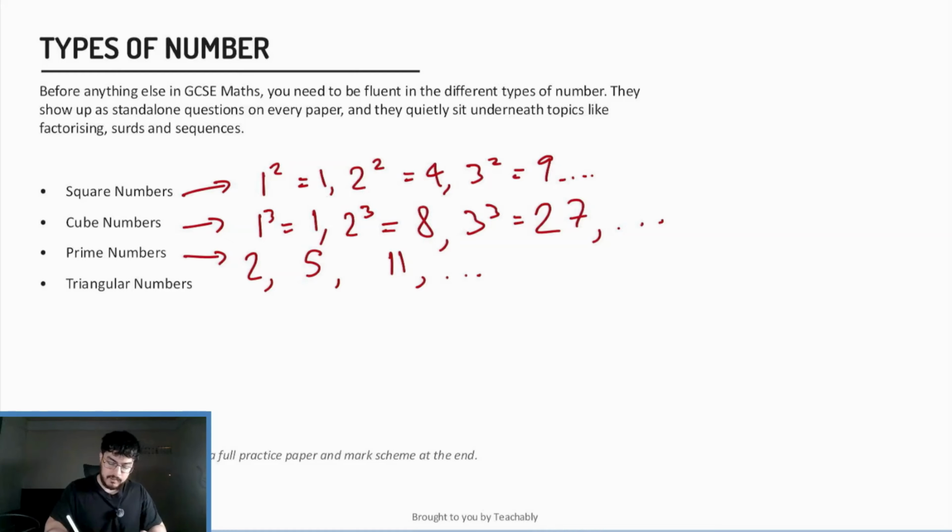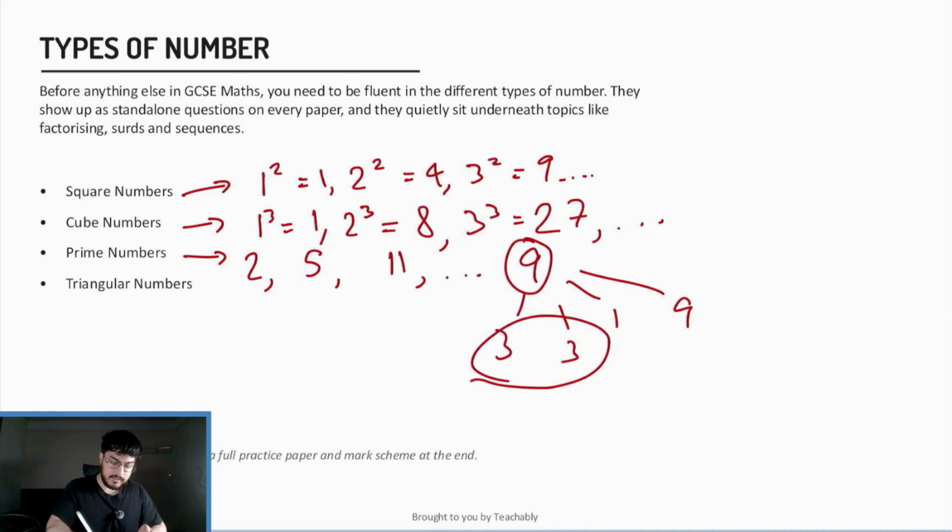Now, one more thing, 9. I know it's an odd number and it's very easy to confuse prime with odd, but 9 is an odd number, but it's not prime because you can split that into 3 times 3, right? 3 times 3 is 9, and so 3 is a factor of 9. Therefore, the factors are not only 1 and itself, it's something else, and therefore 9 is not going to be prime.